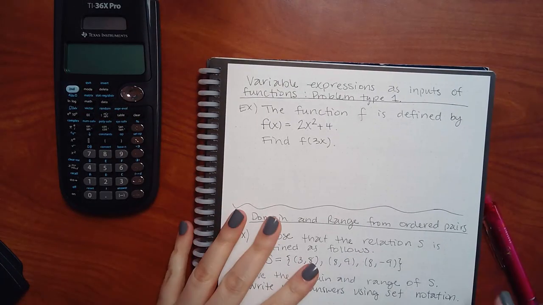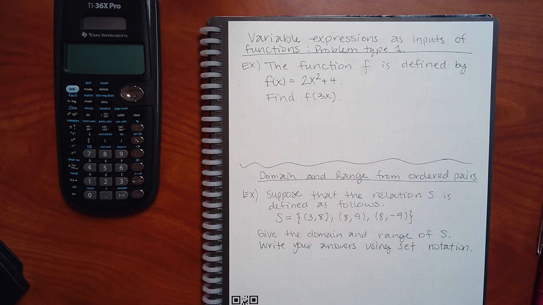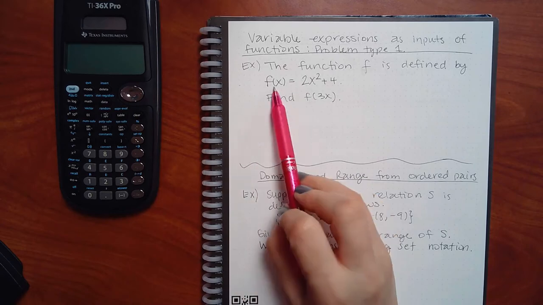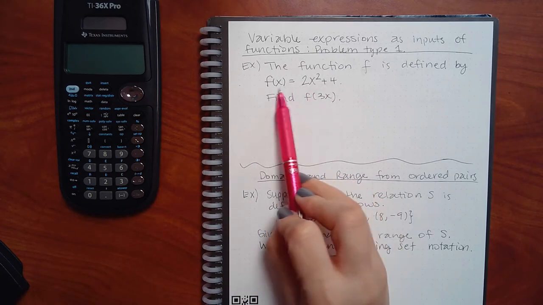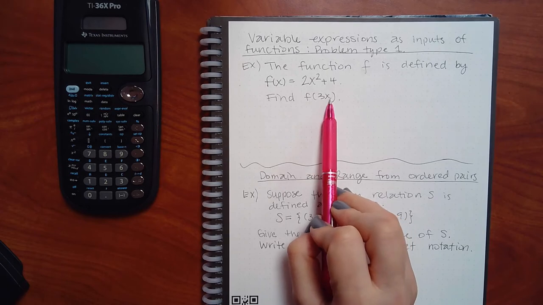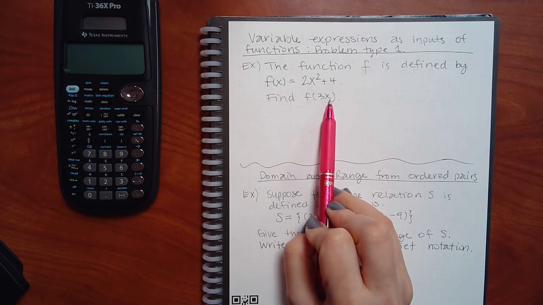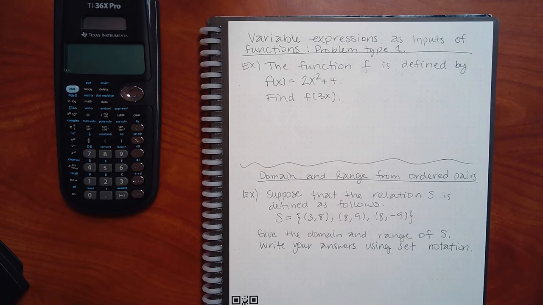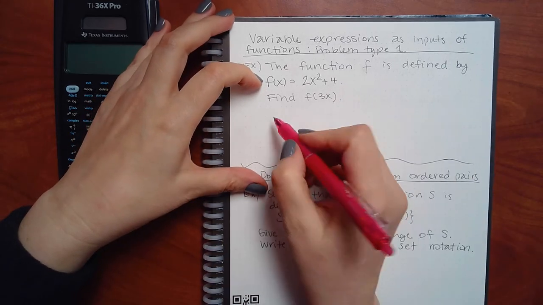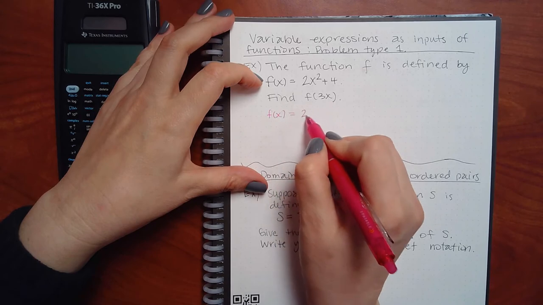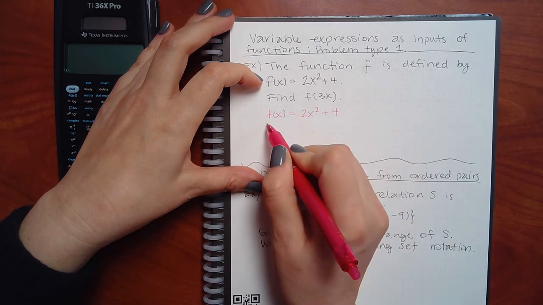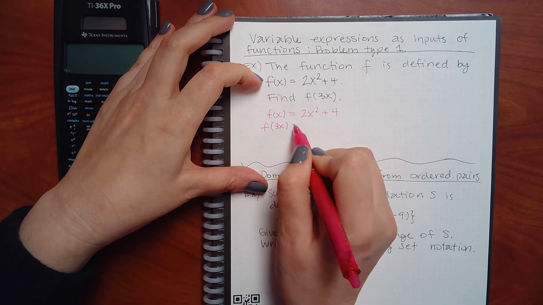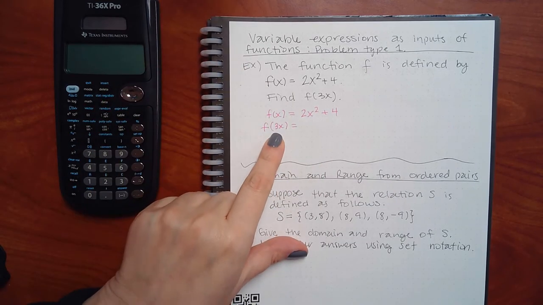Okay. Let's see here. We're still with this plugging in stuff. The title is variable expressions as inputs of functions. It says the function f is defined by this, so this is my function, and they want me to find f of 3x. Remember the idea: whatever's in that parentheses is what I'm replacing x by, right? I'm going to write it down for reference over here. They want me to find f of 3x. So notice how the x became a 3x.